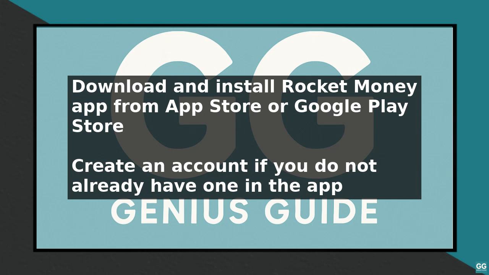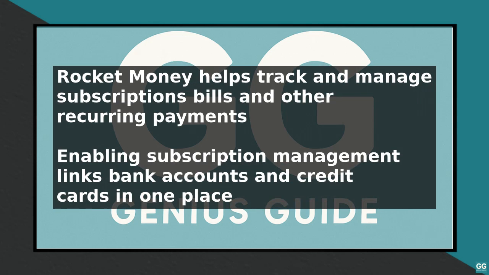Rocket Money is a personal finance management tool that helps you track and manage your subscriptions, bills, and other recurring payments. Enabling subscription management allows you to link your bank accounts and credit cards and view all your subscriptions in one place. To link your accounts, tap on the Add Account button and select the type of account you want to link, such as a bank account or credit card. You will then be prompted to enter your account credentials and authorize Rocket Money to access your account information.